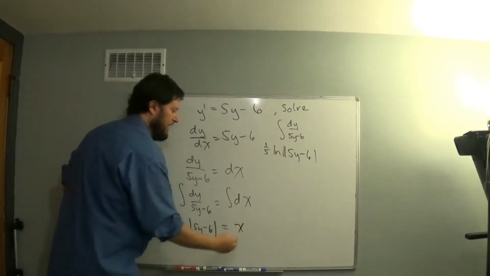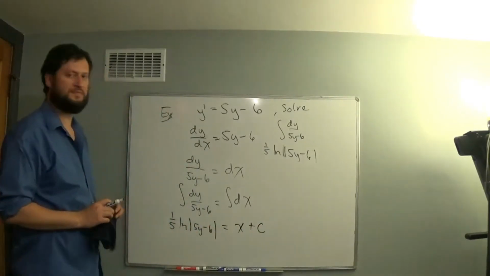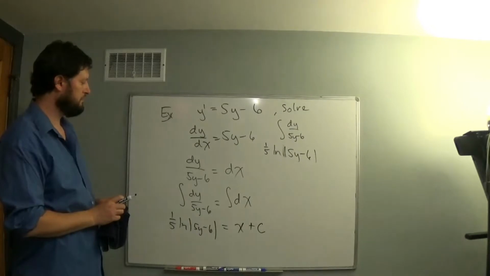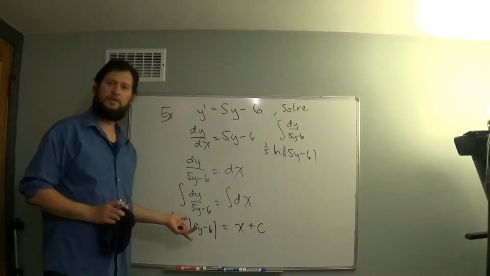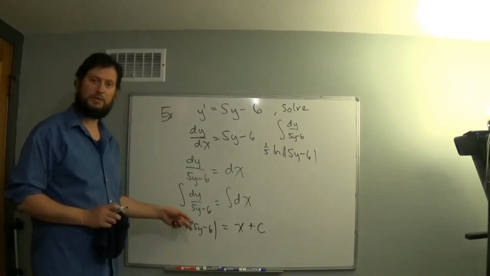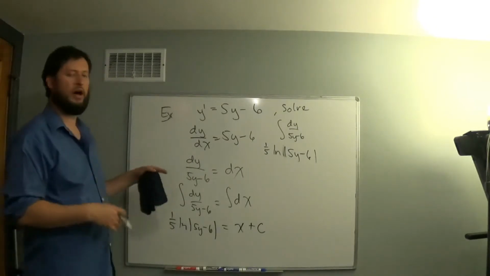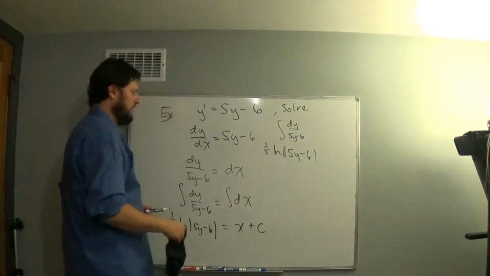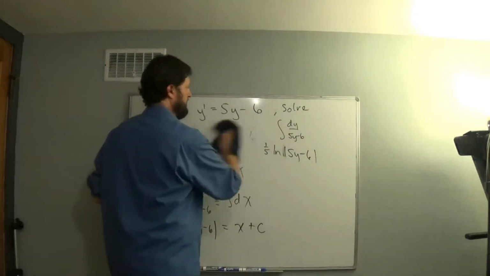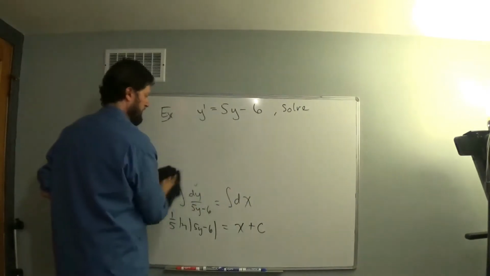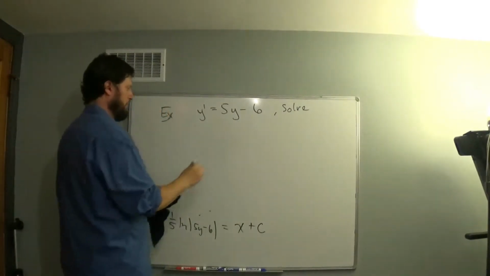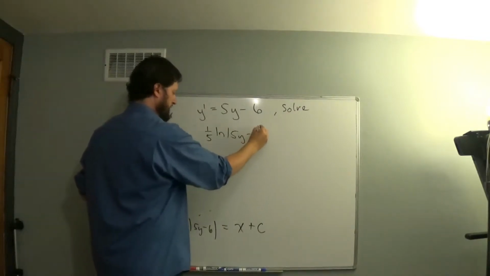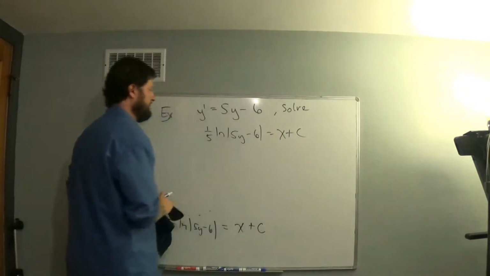The integral of dx is just x plus c. So we're going to go further. We're going to be able to solve for y here. We'd like to say y equals is our solution, but so far so good. We've got all the y's on the left, all the x's on the right. So let me save what we've got, and we're going to do some algebra to make it look nicer. 1/5 ln of 5y minus 6 is x plus c.